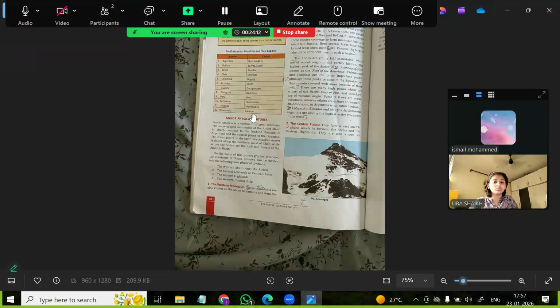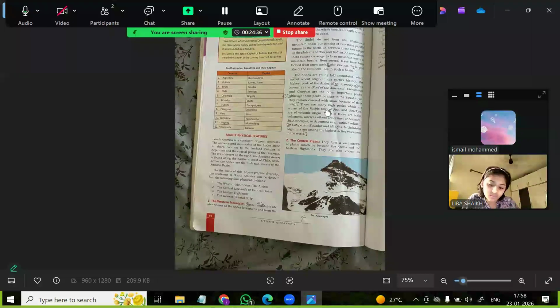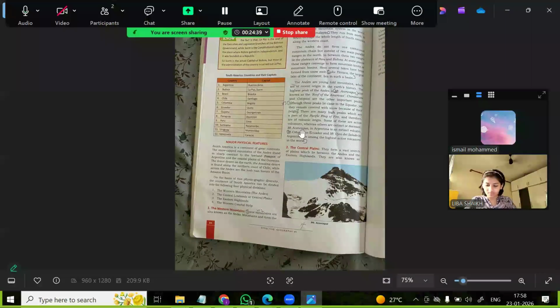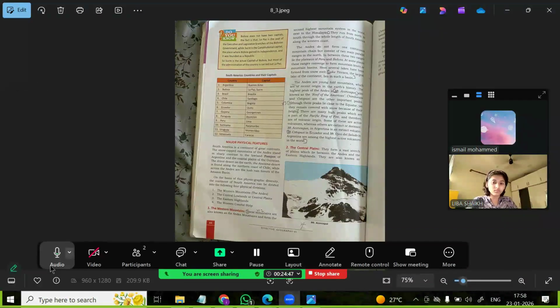Earlier we saw the political divisions of South America, that means the different countries and their capitals. The physical features are what it is covered with, in terms of forest, mountains, plains, lowlands, plateaus or coastal strips. Those all come under physical features. So, western mountains. These are also known as the Andes mountains. They form the second highest mountain system in the world.